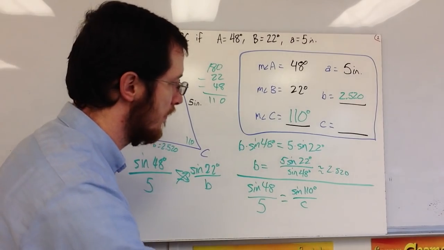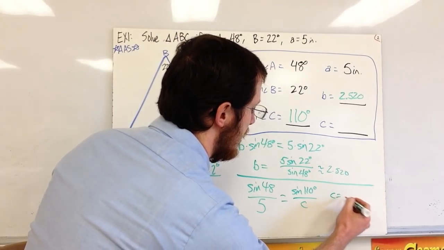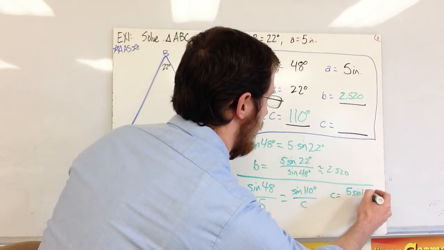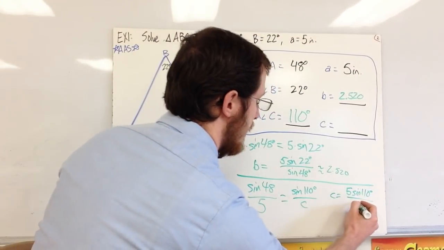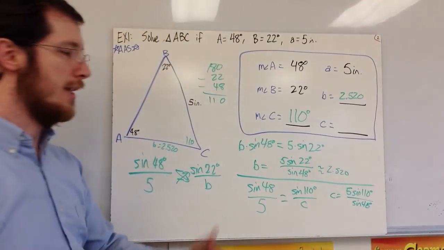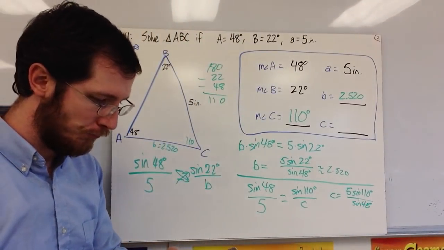So again, solve for C. We should get that C equals 5 sine of 110 degrees over sine of 48. Okay, doing our algebra, and then plugging that into our calculator.